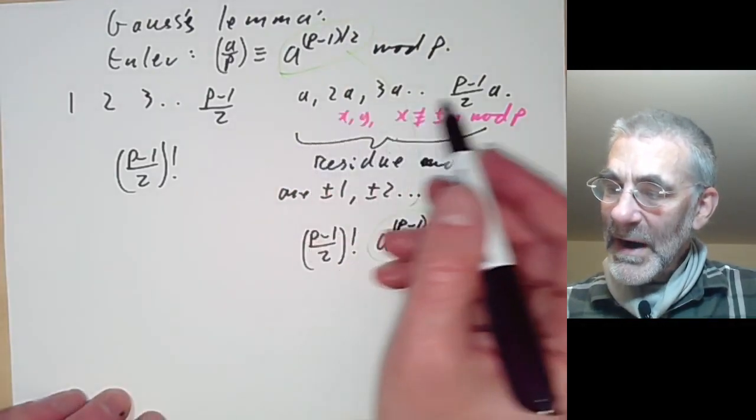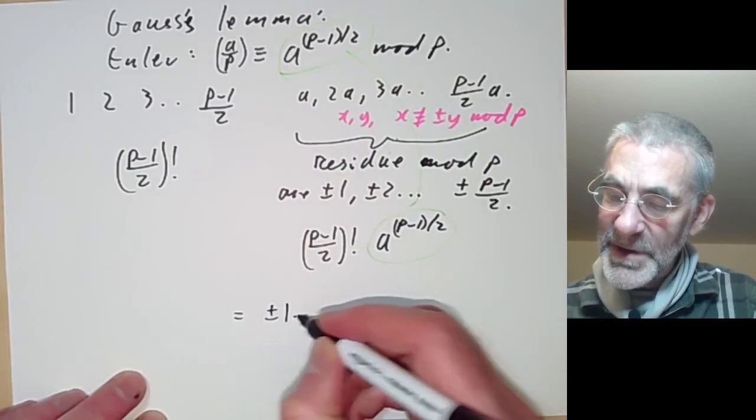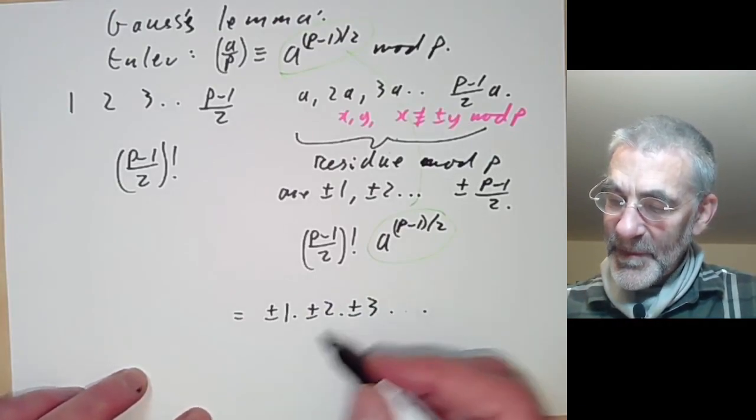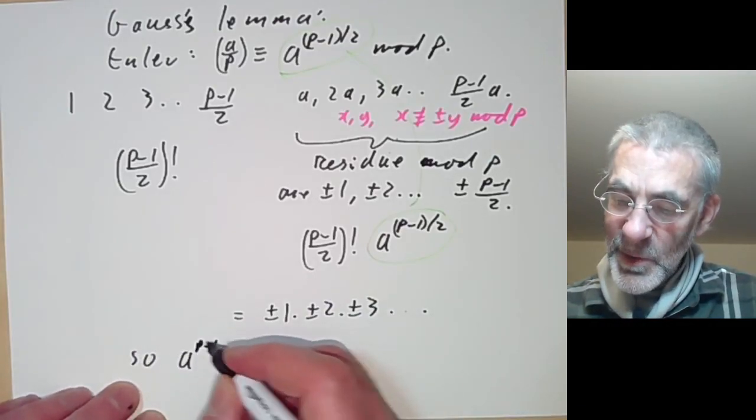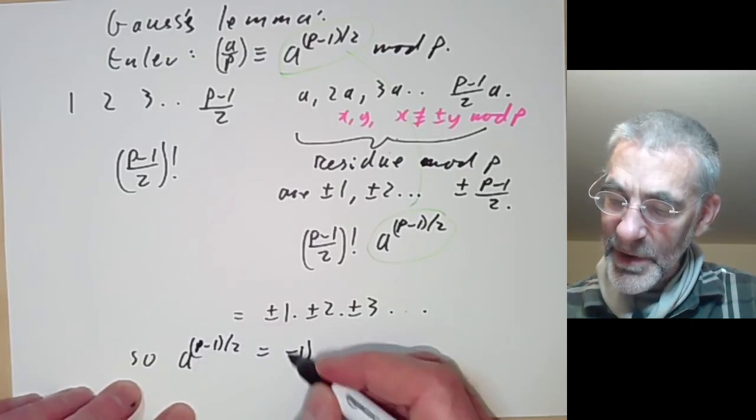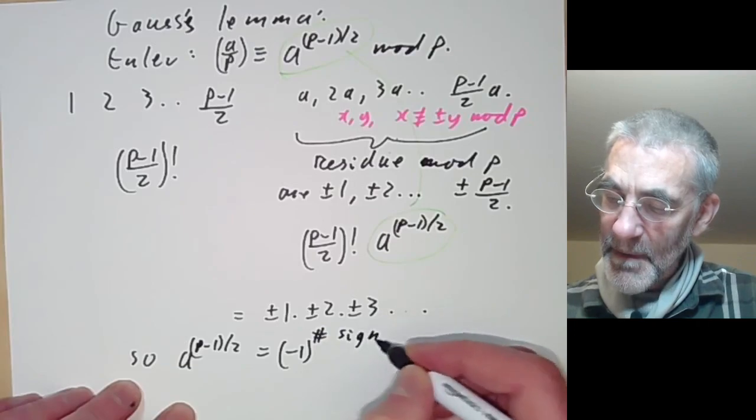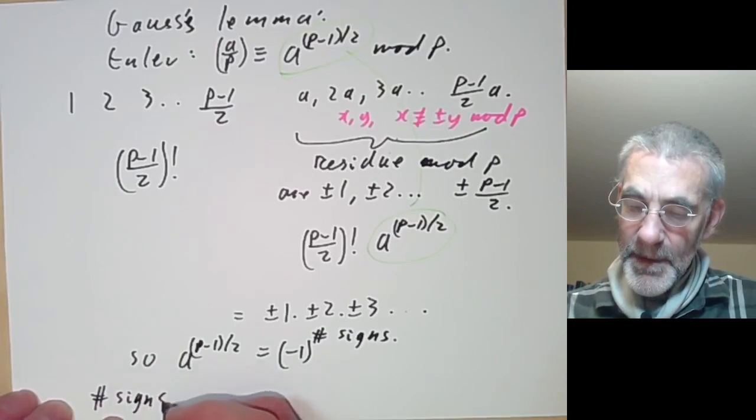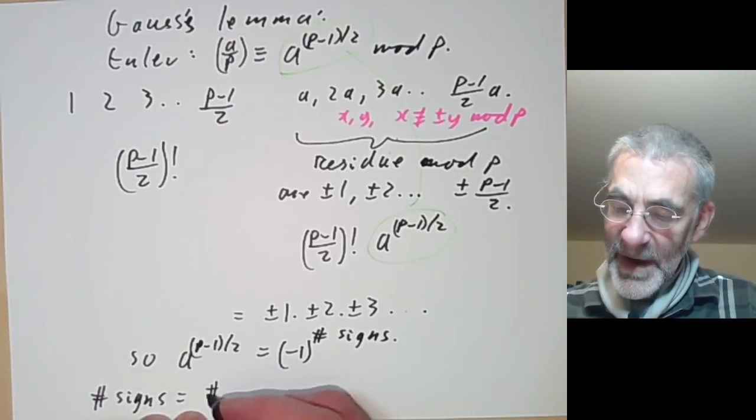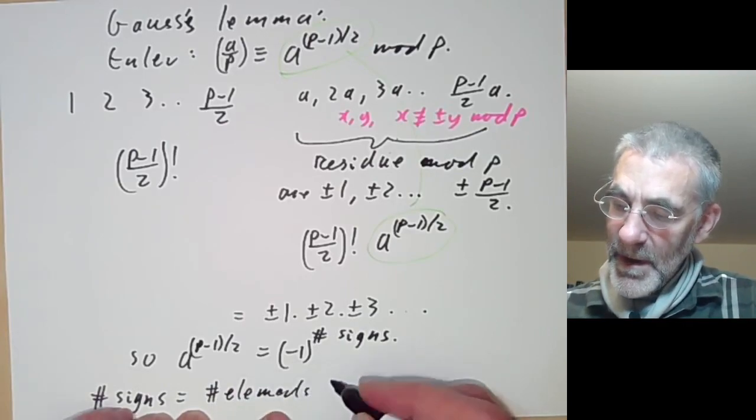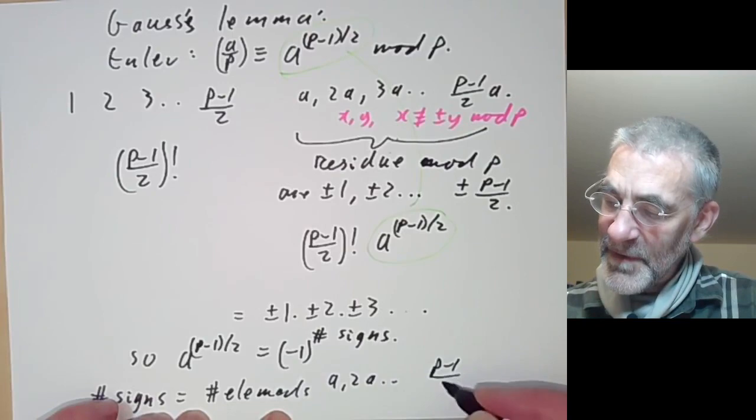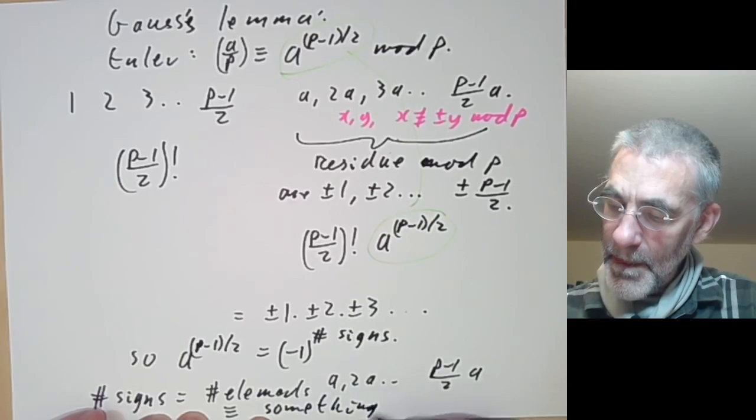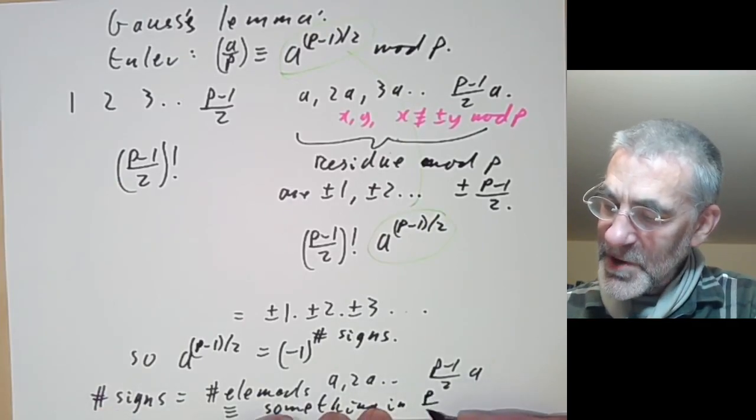On the other hand, you can work out this product, because it's equal to plus or minus 1 times plus or minus 2 times plus or minus 3, and so on. So a^((p-1)/2) is equal to (-1) to the number of signs. And what's the number of signs? Well, the number of signs is equal to the number of elements a, 2a, up to ((p-1)/2)a congruent to something in the interval p/2 to p.